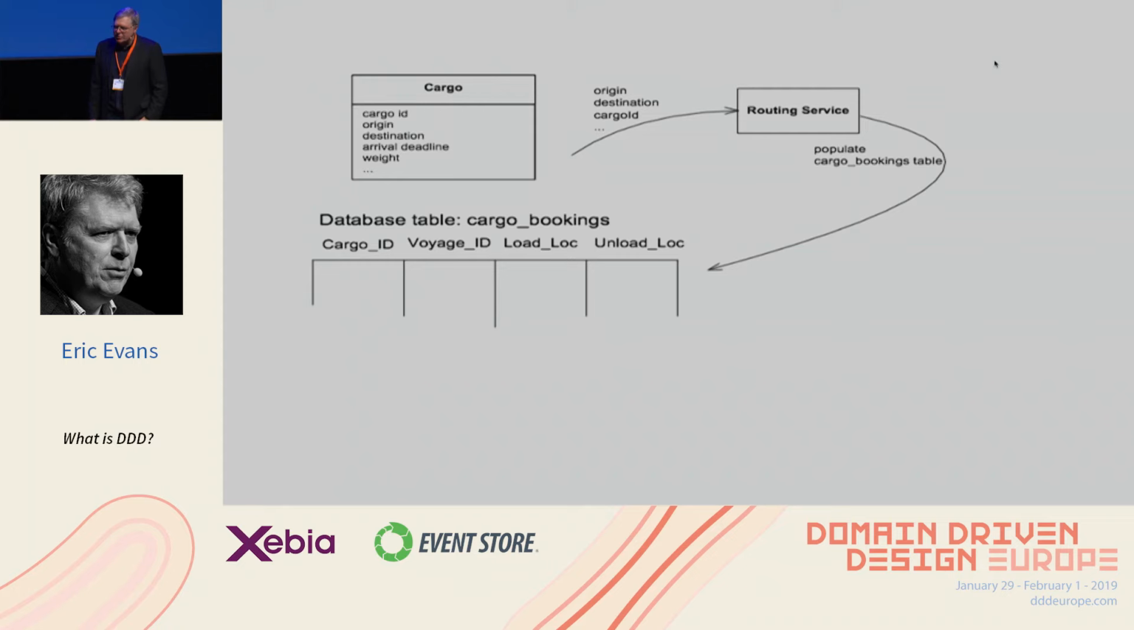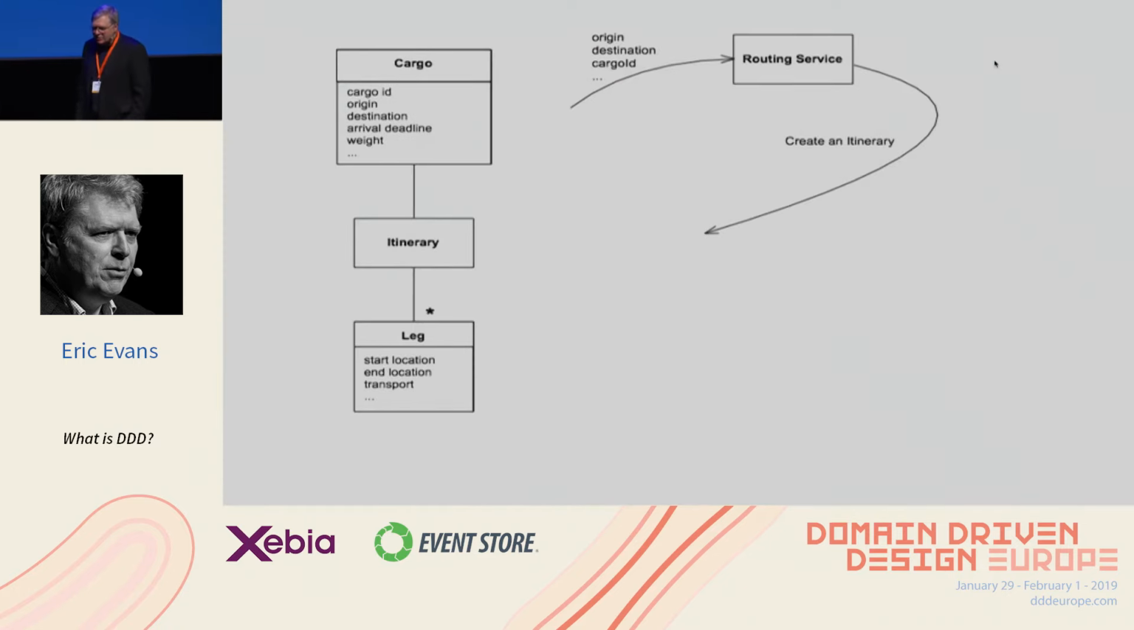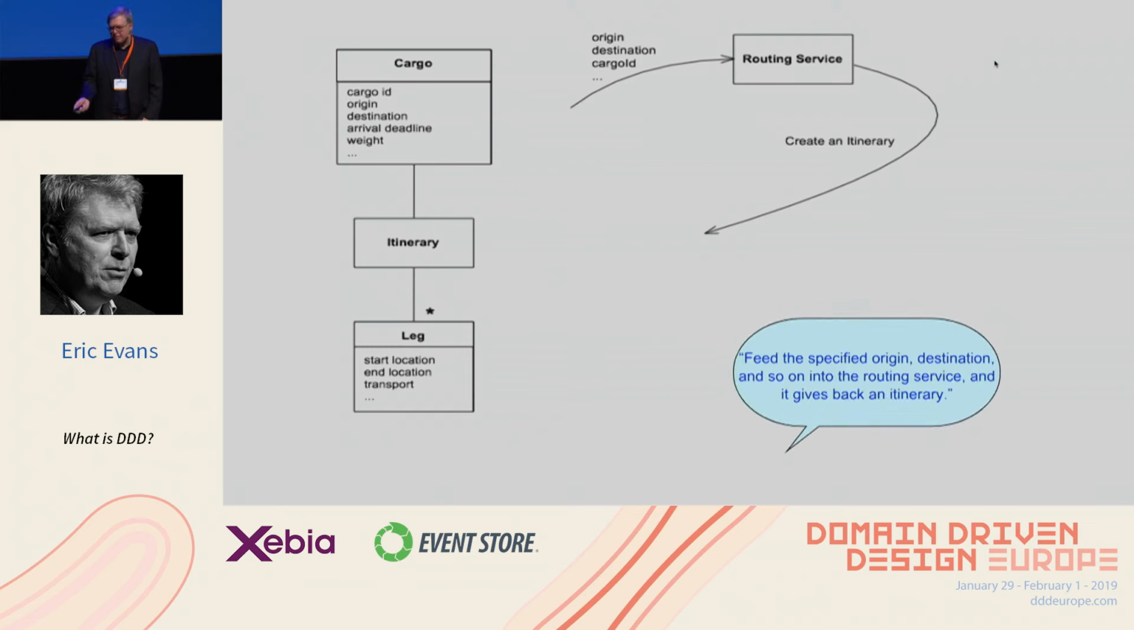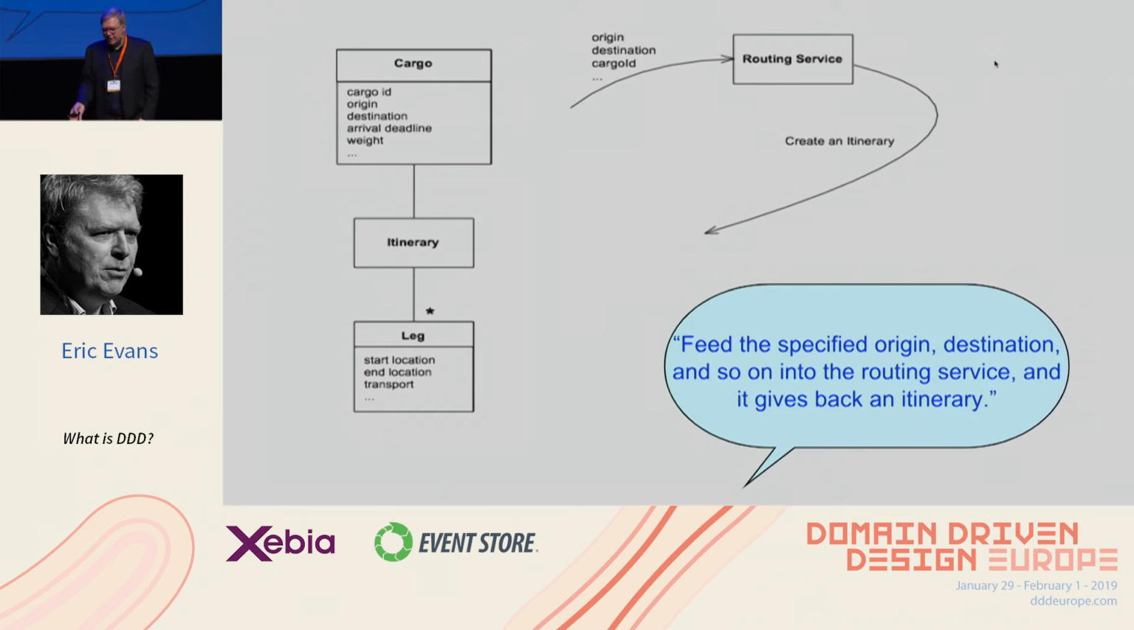If we're going to transform this thing, it did look like this, and now it's going to look something like this. You're still going to send the origin and destination to the routing service, but instead of updating the database, it's going to create an itinerary and pass that back. Notice that we now have rid ourselves of that side effect. The routing service no longer needs to update the database.